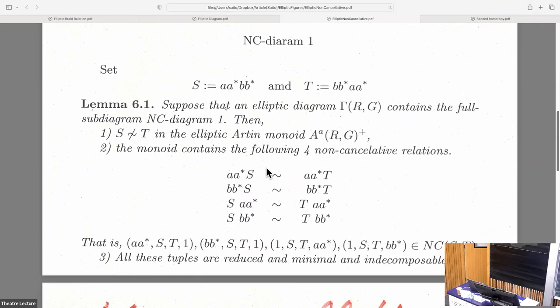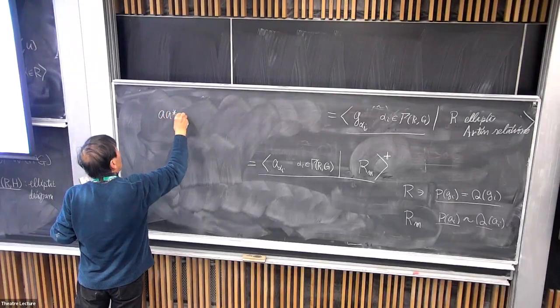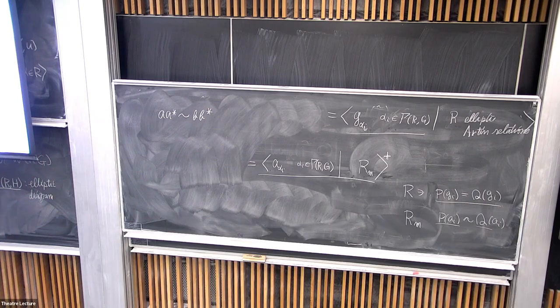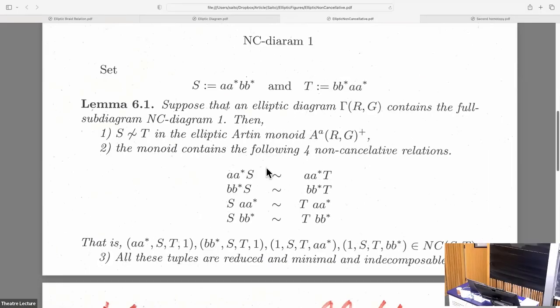If you multiply an additional element A star from the left to S, and also from the left to T, then they become equivalent. That means if you divide by the A star from both sides, they are not equivalent. I forgot to write this somewhere. In this story, A star is not equivalent in this sense to B B star. You can prove it by checking the relation. Nevertheless, by multiplying some element from the left or from the right, S and T become equivalent. This phenomenon we call non-cancellativity.